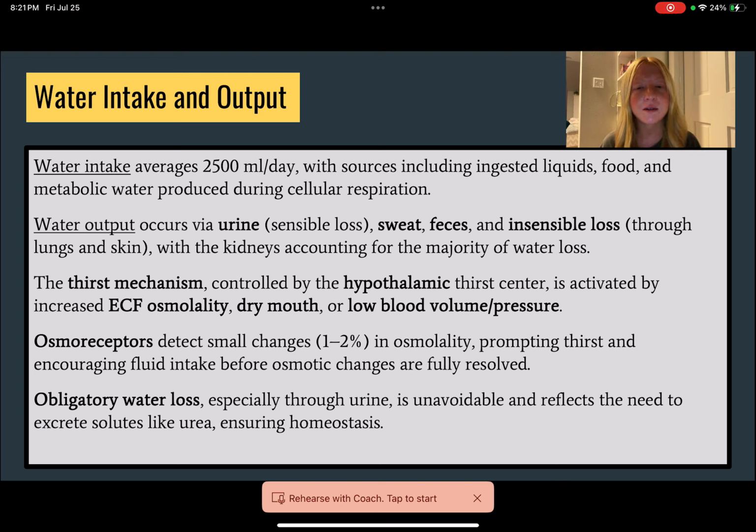The thirst mechanism is controlled by the hypothalamic thirst center, and this is activated by increased ECF osmolality, dry mouth, or low blood pressure and low blood volume. Osmoreceptors detect small changes in osmolality, and they prompt thirst, encouraging fluid intake before osmotic changes are fully resolved. Obligatory water loss, especially through urine, is unavoidable, and it reflects the need to excrete solutes like urea to ensure homeostasis.